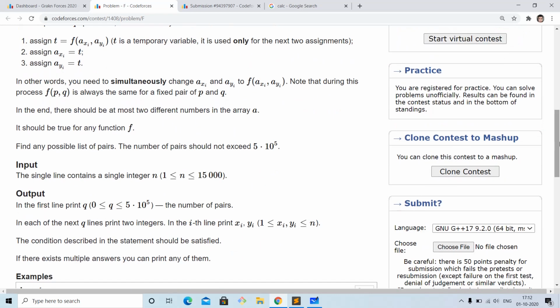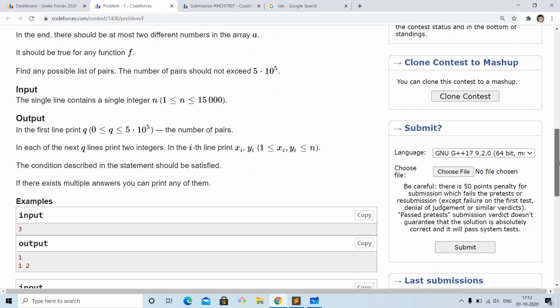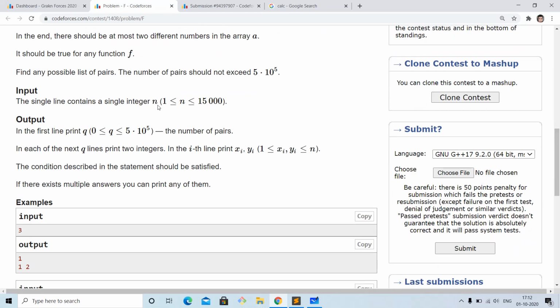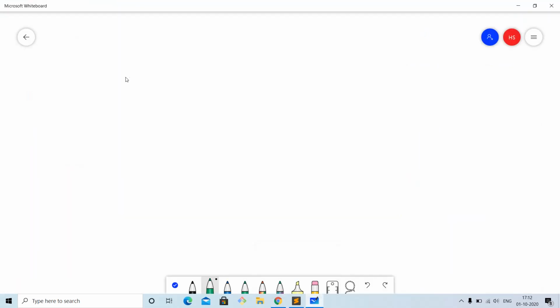So now let us try to understand this problem. The constraints are that we have this number n up to 15,000, and we have to print the number of pairs, which is q. This can go up to 5 times 10 to the power 5, not beyond that. And then we have to print those pairs as well. So let us try to understand this problem on the whiteboard.